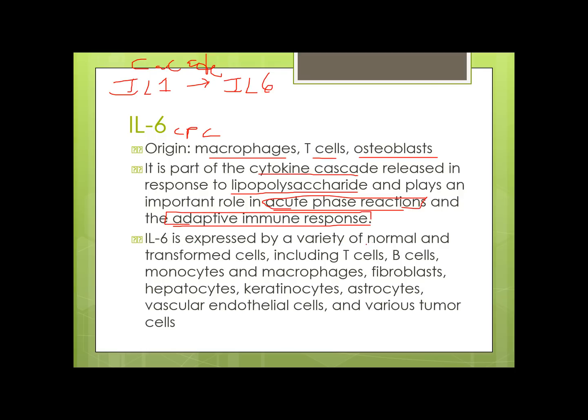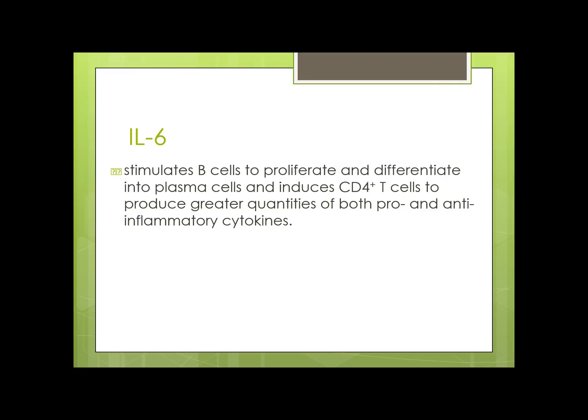Now, interleukin 6 is expressed in a variety of normal and transformed cells, including your T cells, your B cells, your monocytes, macrophages, fibroblasts, hepatocytes, keratinocytes, astrocytes, vascular endothelial cells, and various tumor cells. So aside from normal cells class, si interleukin 6 nyo could also be found in transformed or abnormal cells. Now, interleukin 6 would stimulate B cells to proliferate and differentiate into plasma cells and would induce CD4 positive T cells to produce greater quantities of both pro and anti-inflammatory cytokines.